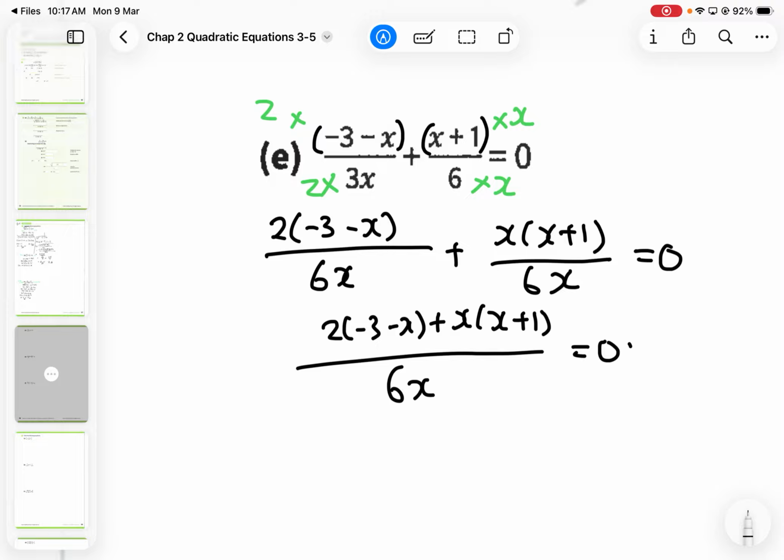Okay, if I add the two fractions together, I will be left with one fraction. Okay?